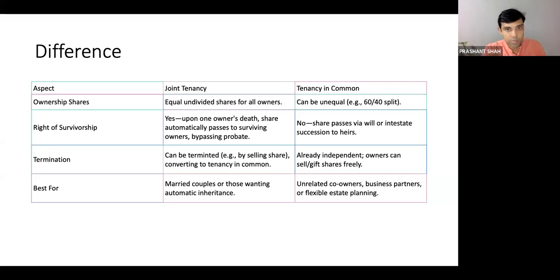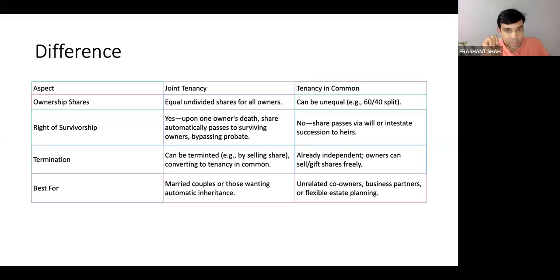Right of survivorship. In joint tenancy, upon one owner's death, the share automatically passes to the surviving owner, bypassing the probate. That's a new term. We didn't discuss that yesterday. So, bypassing the probate. Tenancy in common says that no share passes via will or intestate succession to heirs. So, like it says, right of survivorship is no, and the share passes through the intestate succession laws applicable in different countries.